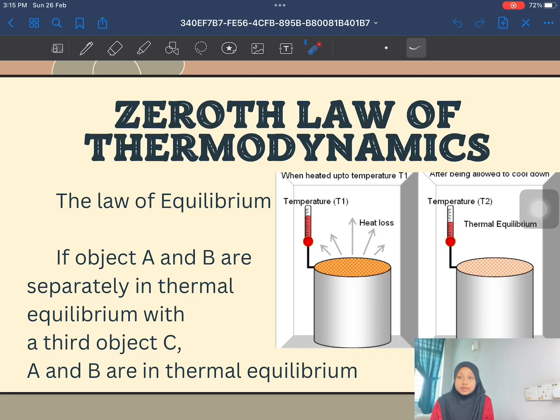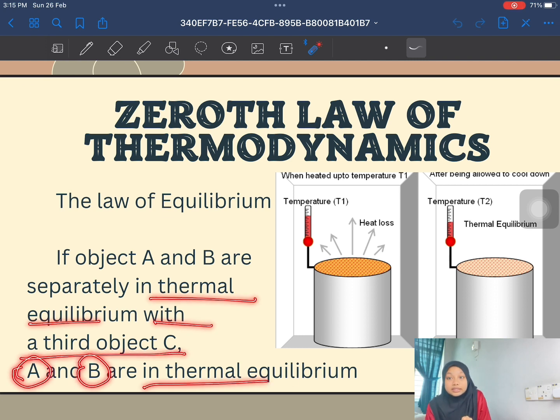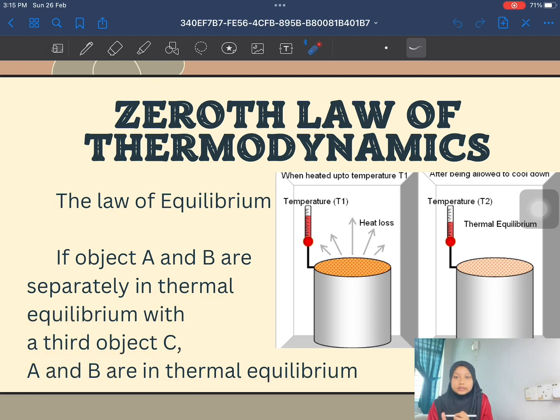Next, we will look at the zeroth law of thermodynamics. The zeroth law is also called the law of equilibrium. What is the law of equilibrium? If objects A and B are separately in thermal equilibrium with a third object C, then A and B are in thermal equilibrium. What is thermal equilibrium? Energy would not be exchanged due to the same temperature.